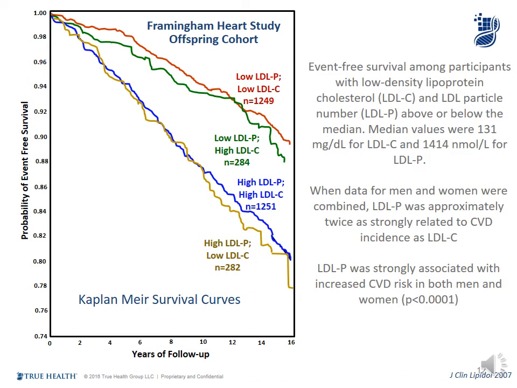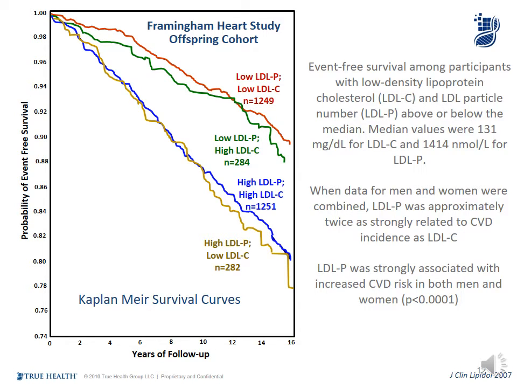This famous slide, using clinical outcome data from the Framingham Offspring trial, looks at what happens when LDL particle count and LDL cholesterol are concordant, they agree, or when they are discordant. And this Kaplan-Meier survival curve is looking at event-free survival among participants based on their LDL cholesterol or LDL particle count. And indeed, when you combine the data for men and women, LDL particle count was twice as strongly related to CVD incidence as was LDL cholesterol. And look at the two curves there.